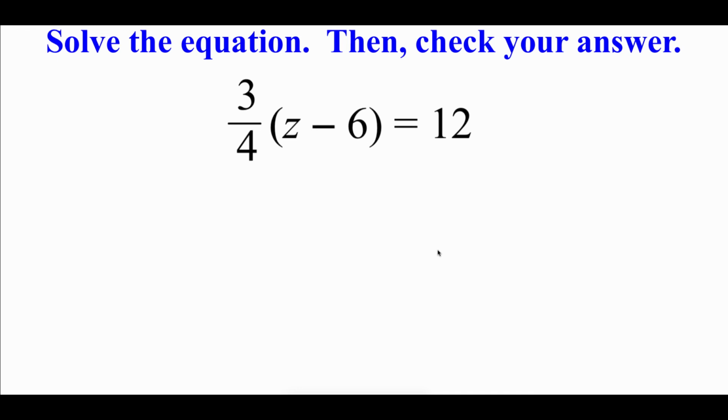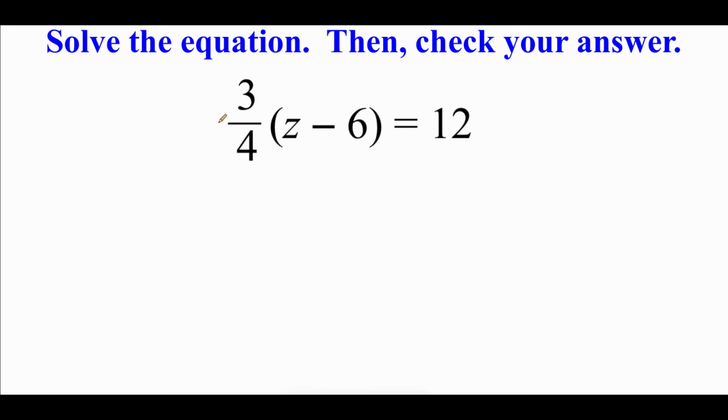As we look at our next example here, we've got 3/4 times (z minus 6) inside of the parentheses, and that equals 12. Now, having fractions in here can make things a little tricky. But if we think back to what we talked about with one-step equations, when we have a fraction times some stuff, one thing we can do to help us get rid of that fraction is multiplying by the reciprocal.